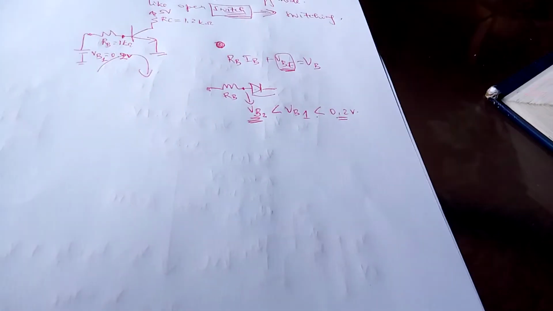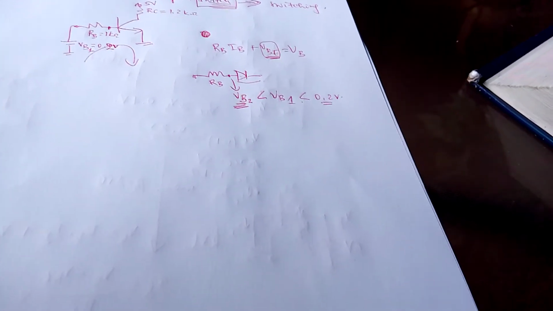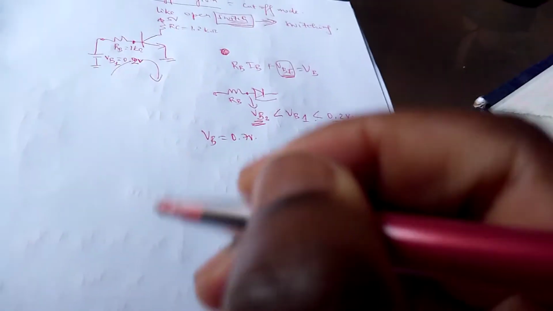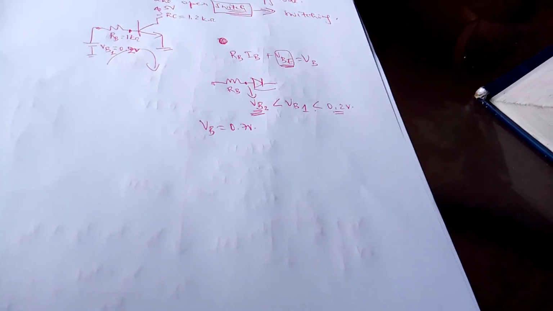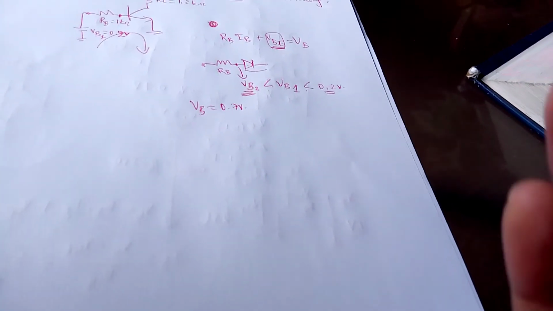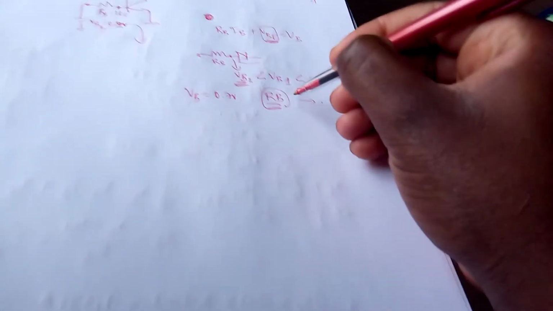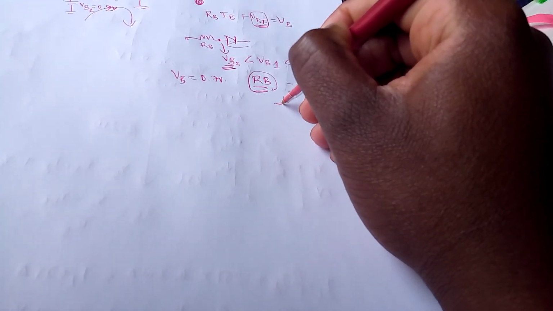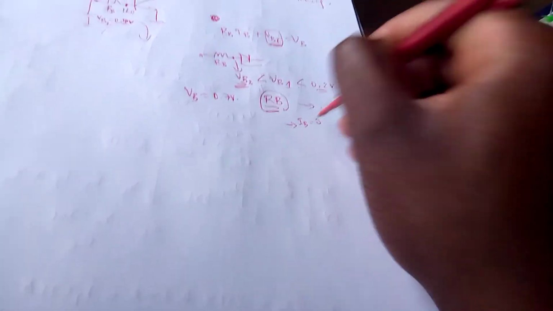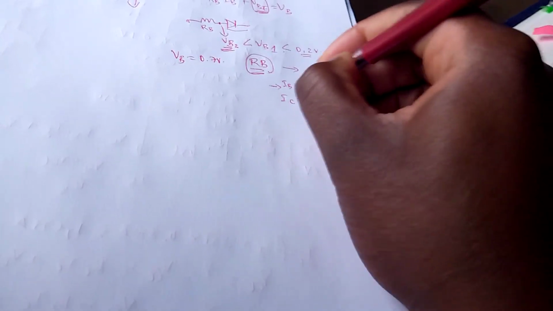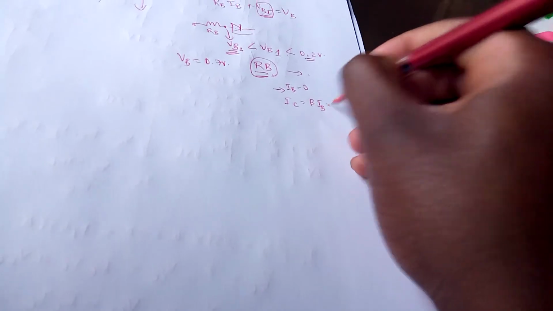Now we know that the EBJ junction is a PN junction, and a PN junction has a barrier voltage, which for silicon is 0.7 volt. If we apply a voltage less than the 0.7 volt barrier voltage on a diode, what does it do? The diode is in reverse bias. And when the diode is in reverse bias, it doesn't conduct current. So there will be no base current. IB will be 0. And if IB is 0, then IC, which is beta IB, will also be 0.